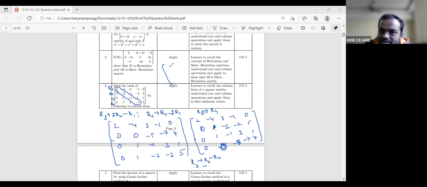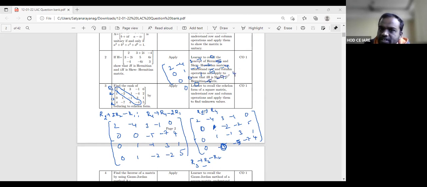First row no changes, 2 minus 4 3 minus 1 0. Second row also no changes, 0 1 minus 2 minus 2 5. And the third row we are changing: 0 1 minus 1 0, and minus 1 plus 2 1, next 3 plus 2 5, next 1 minus 5 minus 4, next 0 0 minus 5 minus 7 4.